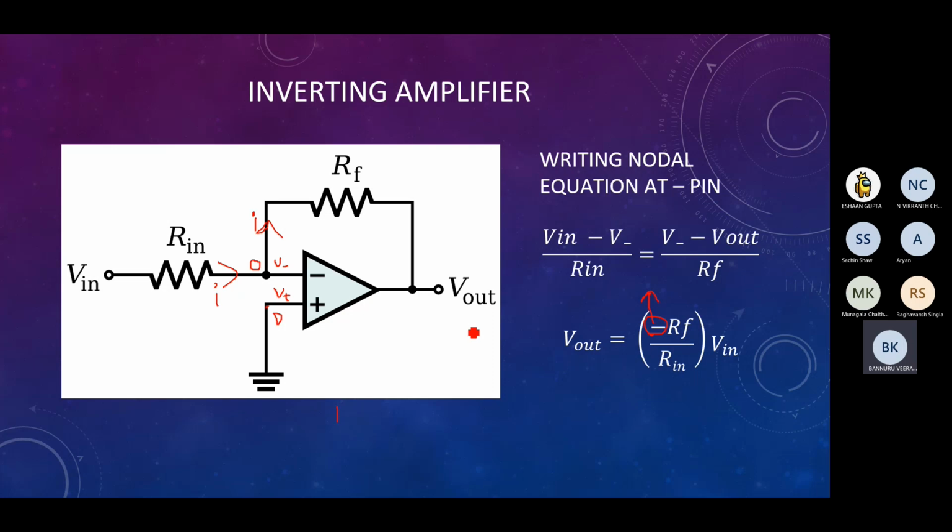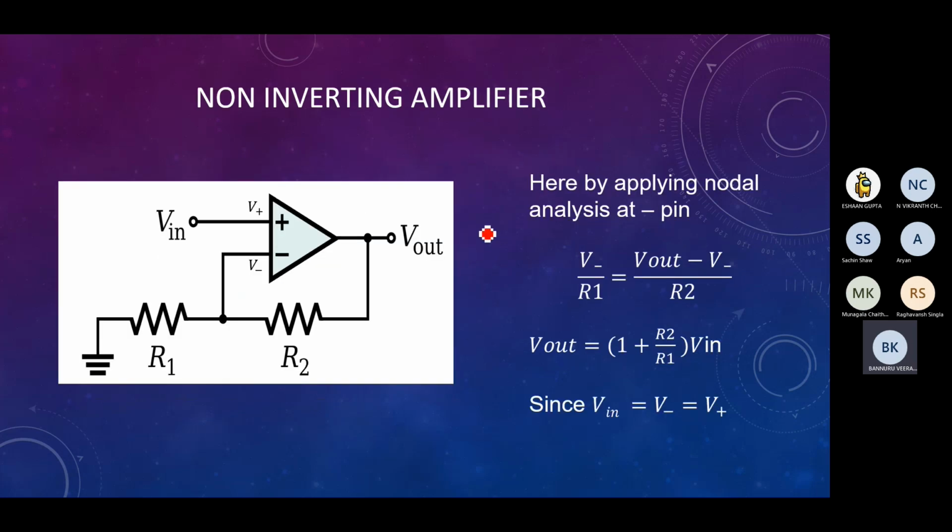Next, since sometimes we will require a non-inverting amplifier, this is how the non-inverting amplifier looks. Again we will use the virtual short circuit method, so V minus will also be equal to V in.